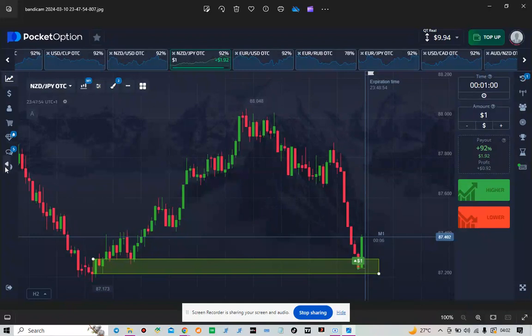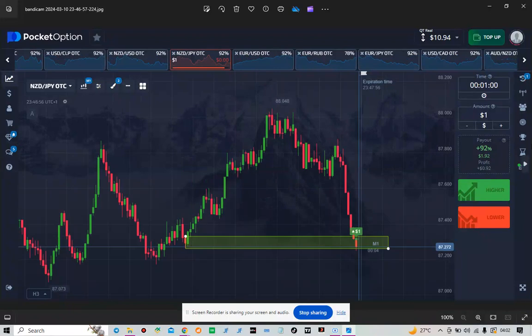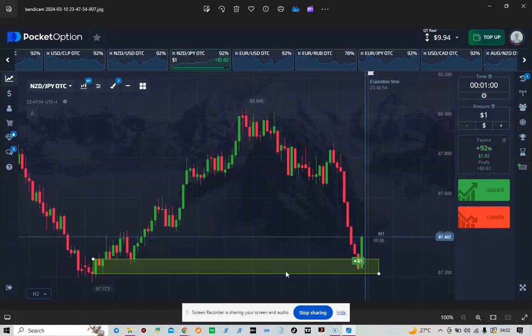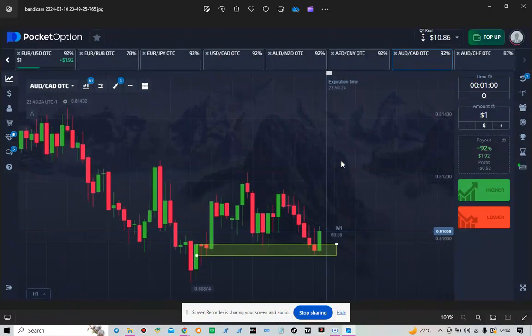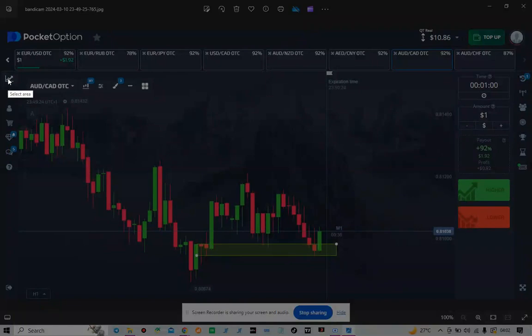So this is the first entry, this is the second entry. So I adjust the line, I adjust the zone, trading from the origin of the zone, then take the trade. Okay. I think I also missed this trade.